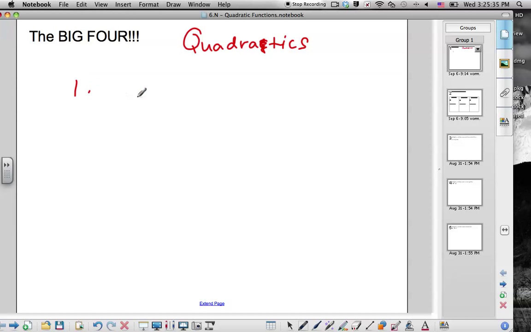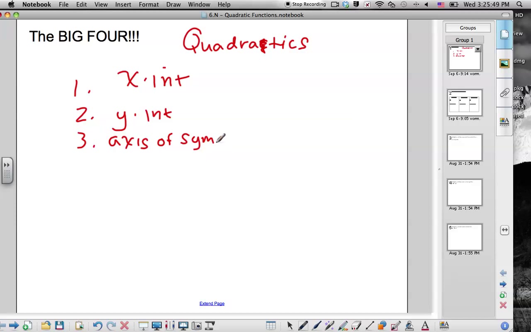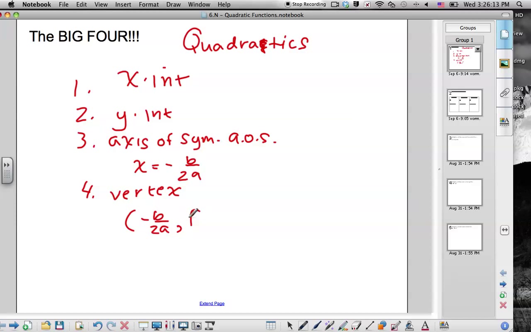What are the Big Four? The first one is the x-intercepts. Next we have the y-intercept. Axis of symmetry, which can be abbreviated as the AOS, and can be found by using the formula x is equal to minus b over 2a. And the last is the vertex. The vertex is found on your axis of symmetry, so the x value is negative b over 2a, and the y value is the function at negative b over 2a.